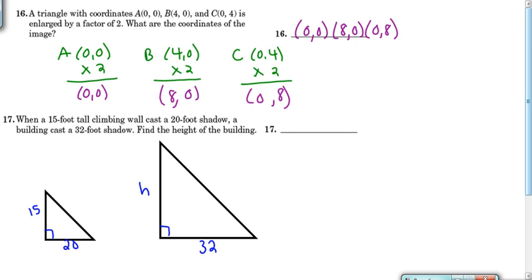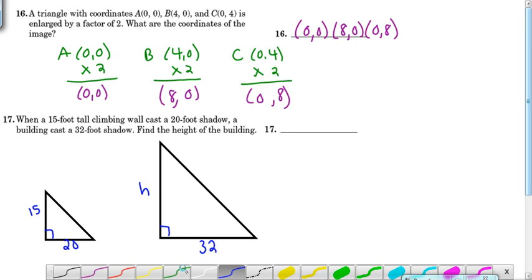Number 17. When a 15-foot tall climbing wall casts a 20-foot shadow, a building casts a 32-foot shadow. Find the height of the building. Well, that's just two similar triangles, so I drew a triangle with the climbing wall. It's going to meet the ground at a right angle. And then I drew the building. The height's going to meet the ground at the right angle. I labeled the appropriate positions.